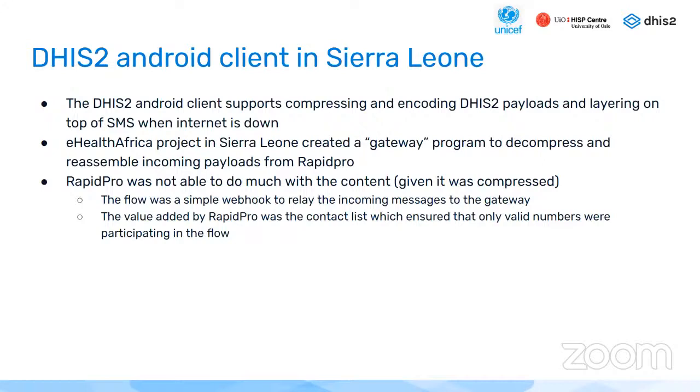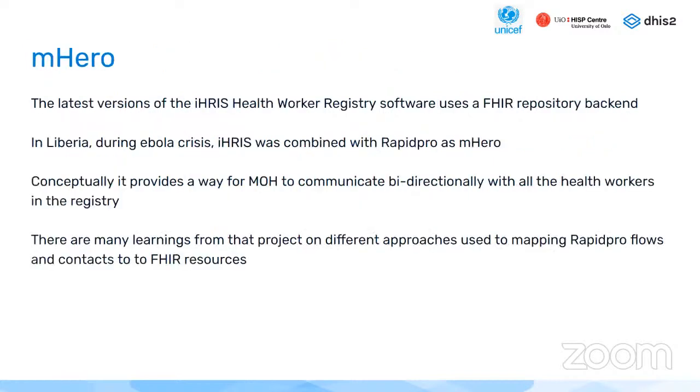It simply forwards. But where we saw the value in RapidPro in there was really the contact list. Because I think by having the contact list in there, they had a sort of way of gatekeeping to ensure that only valid numbers were participating in the flow. Other than that, it's possibly a bit of a peculiarity, but it's an interesting case of novel use of SMS.